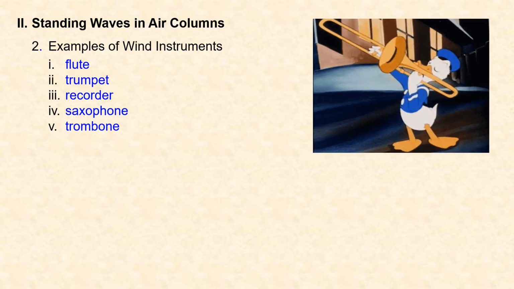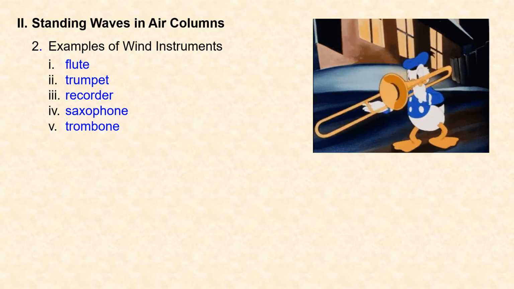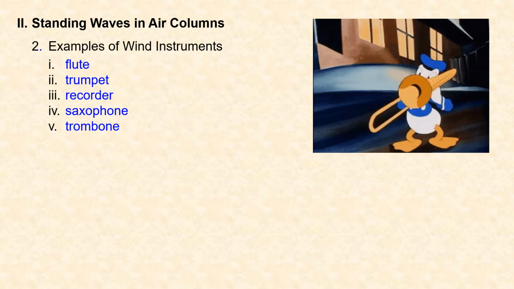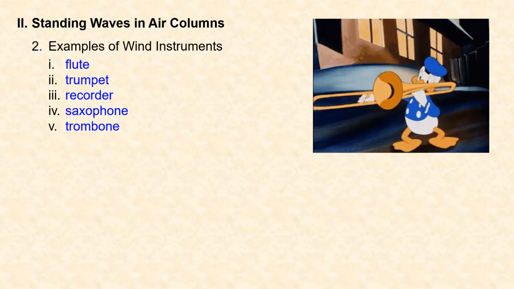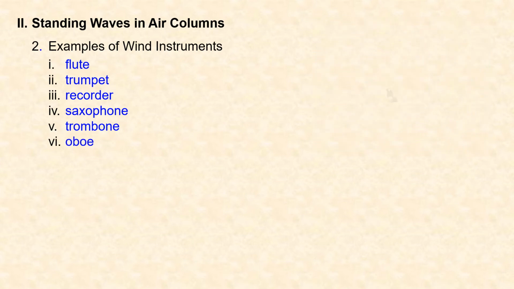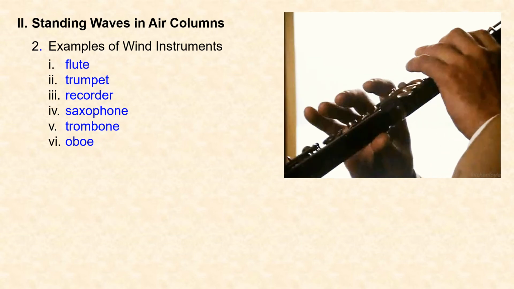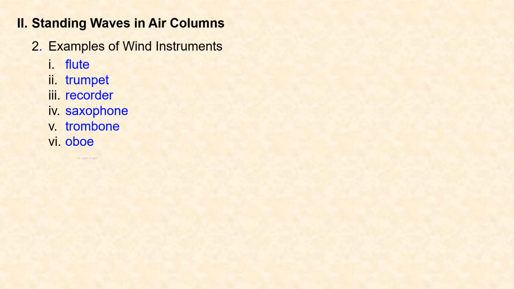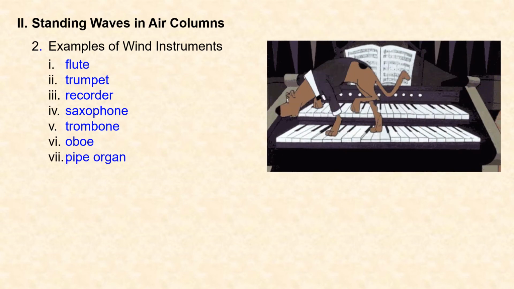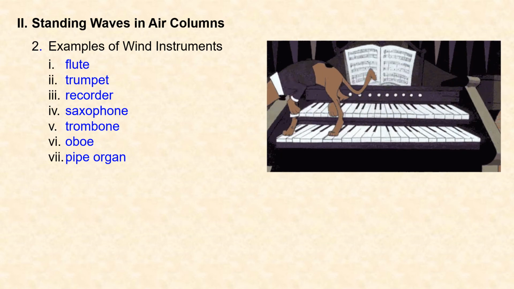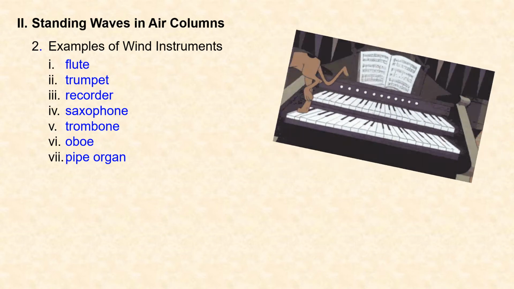What about the trombone? There's Donald Duck playing the trombone. Another example of a wind instrument that gets different notes by getting a column of air to vibrate at certain frequencies. The oboe, which apparently looks like that. And the pipe organ, we talked a little bit about that. There's everybody's famous Great Dane, Scooby-Doo, playing the pipe organ.